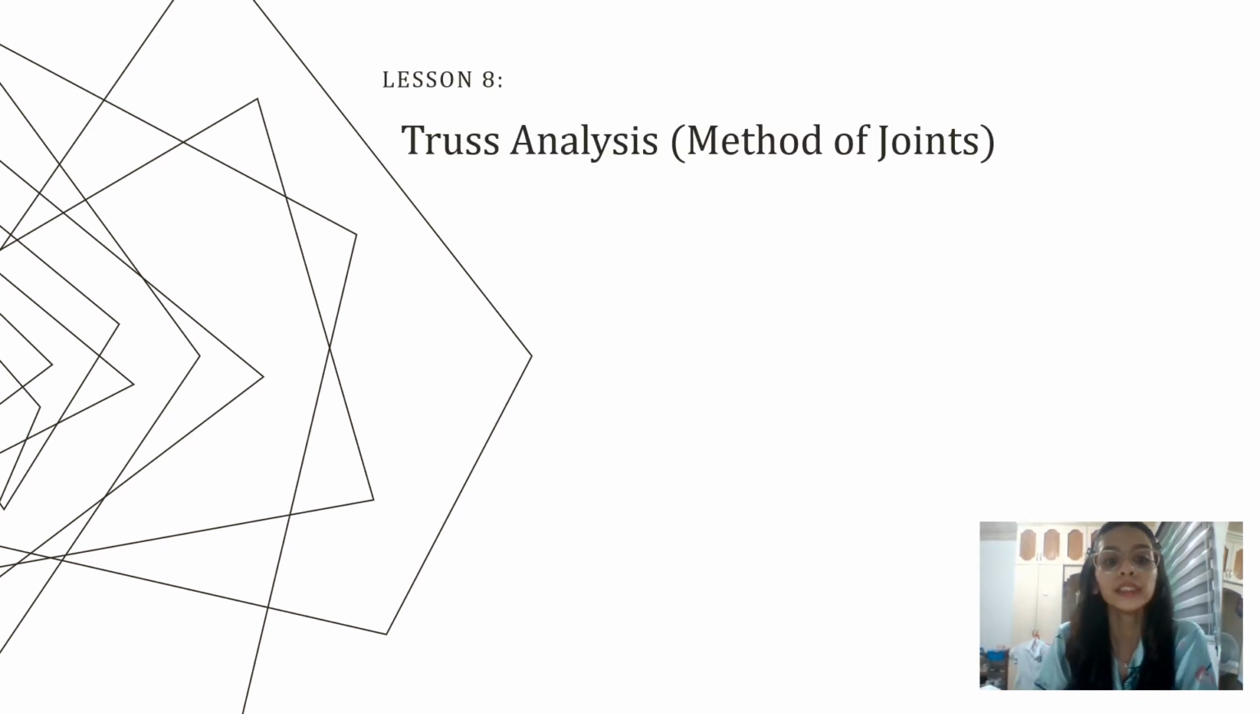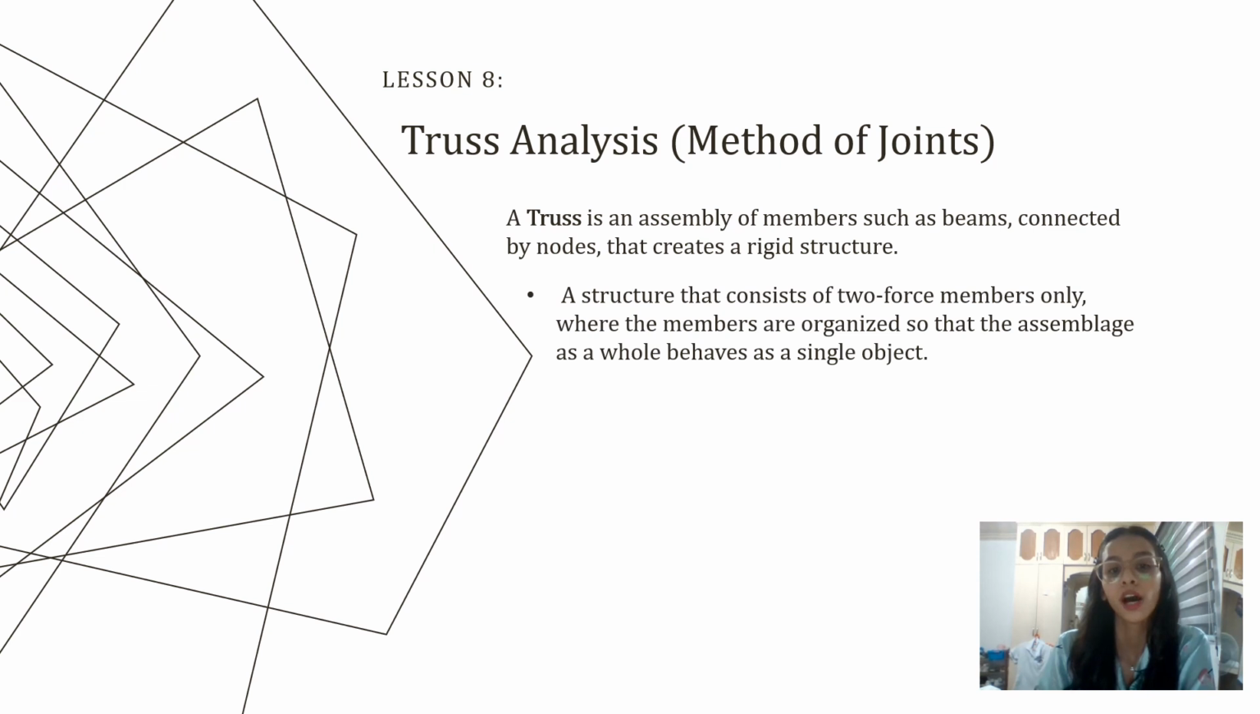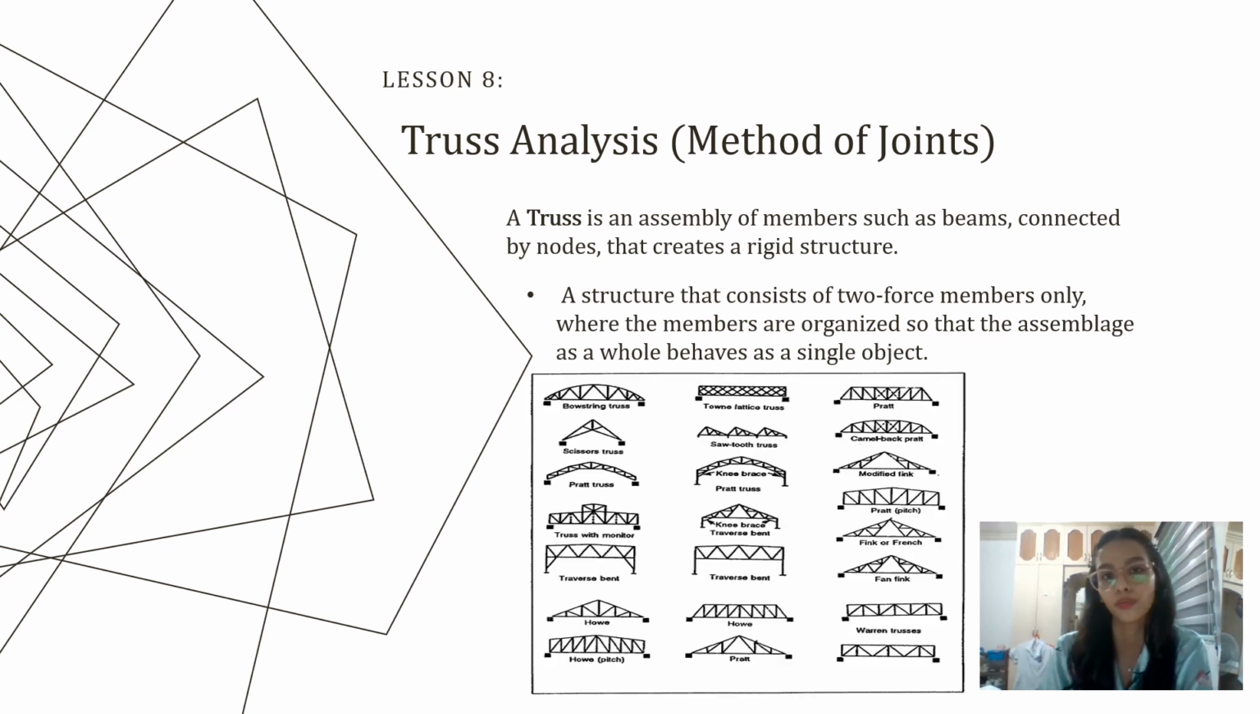For our lesson number 8, we have the truss analysis method of joints. A truss is an assembly of members such as beams connected by nuts that creates a rigid structure. A structure that consists of two force members only, where the members are organized so that the assemblage as a whole behaves as a single object.